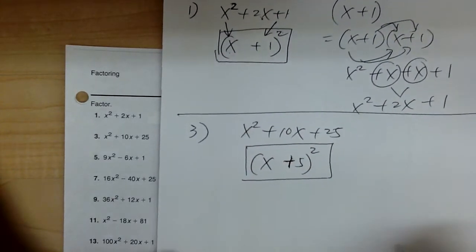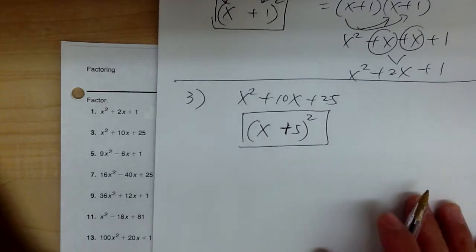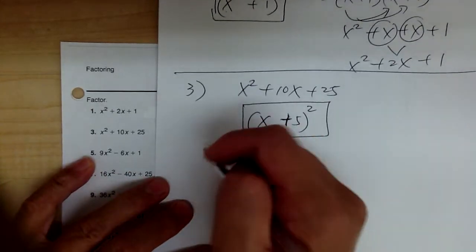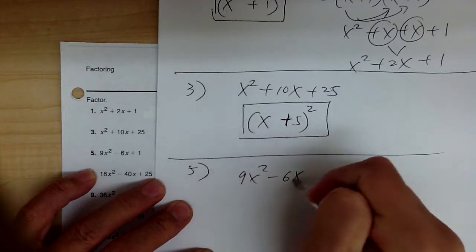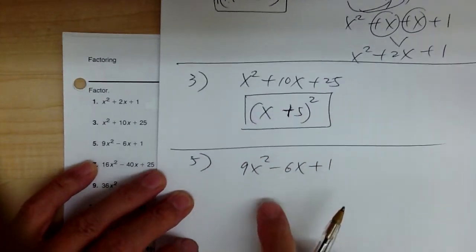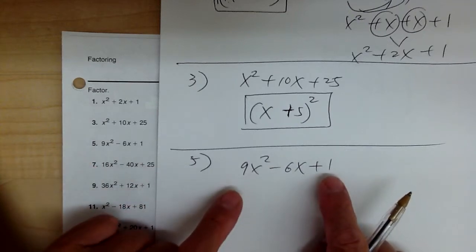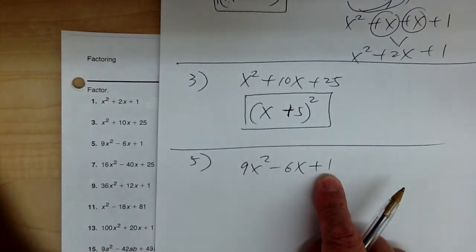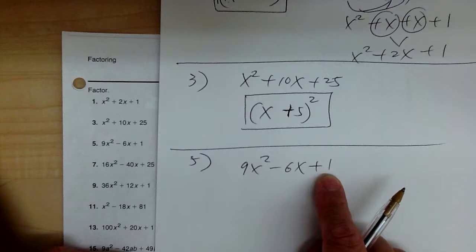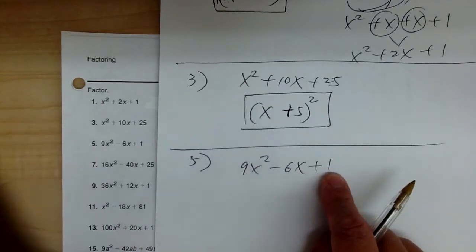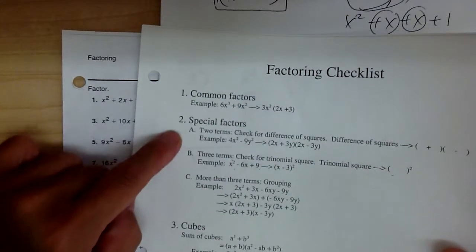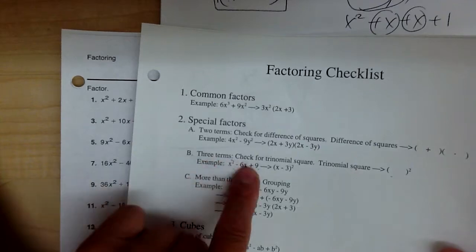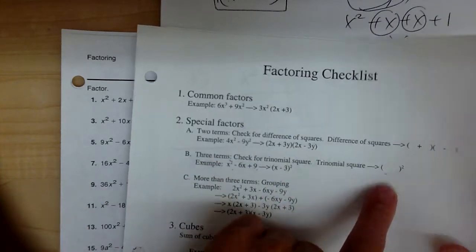Okay, now let's go to number 5. You have 9x squared minus 6x plus 1. Step 1, common factor: you cannot do the number, because you cannot factor anything with 1, and there's no x, so cannot. So step 1 is done. You go to step 2, step 2b: 3 terms, check for trinomial square, or the perfect square.